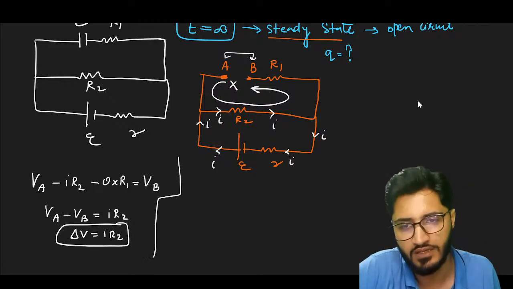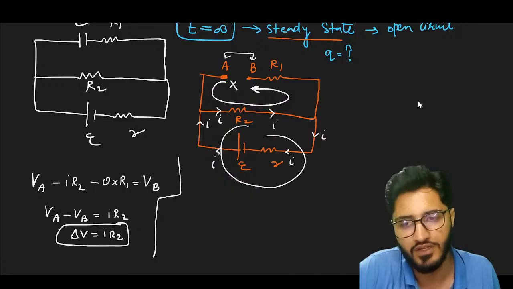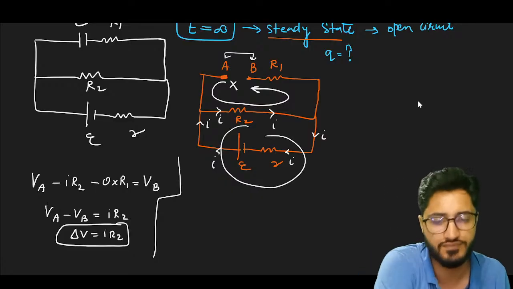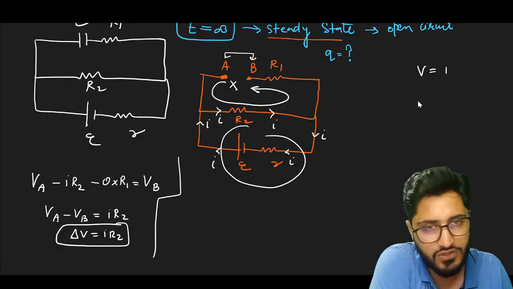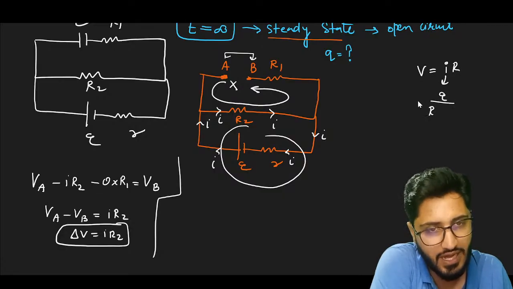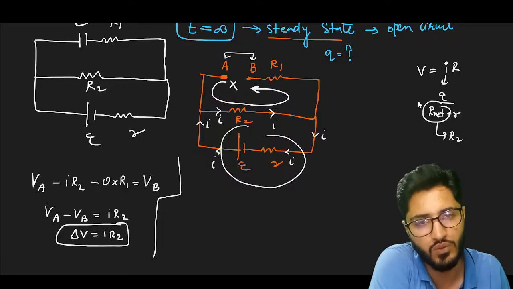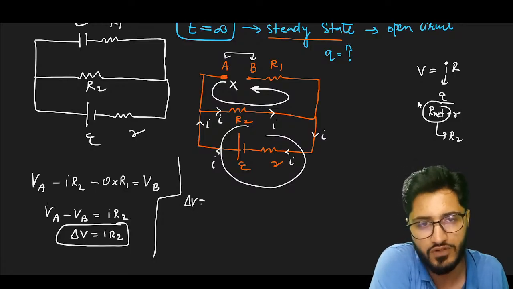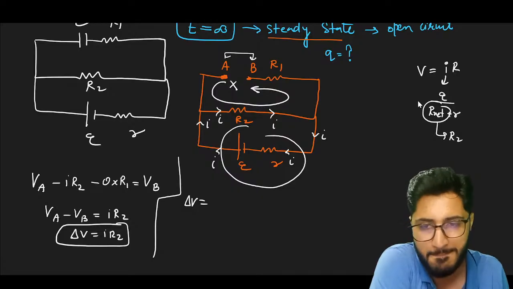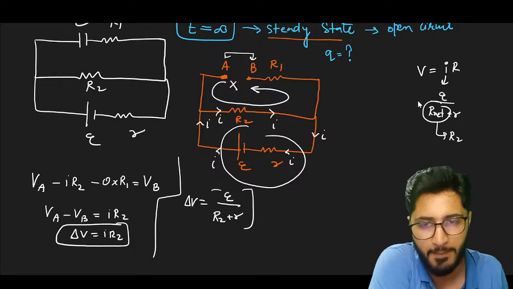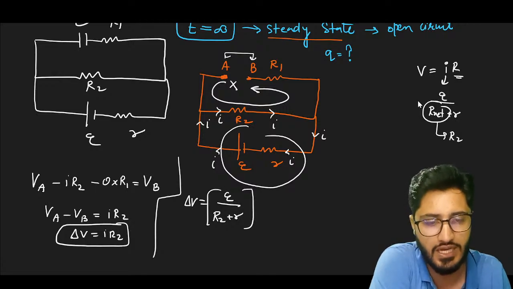Okay. This is a battery. Now do you know the equation for the battery? V equals IR. What is I? E divided by R net. What is R net? It is only R2. Why? Because current is only flowing through R2. So delta V equals I times R2, where I is E divided by R2 plus R. What is this R? R2 only, no?